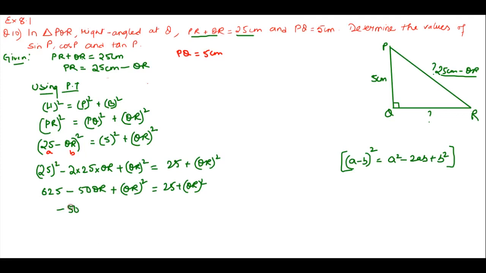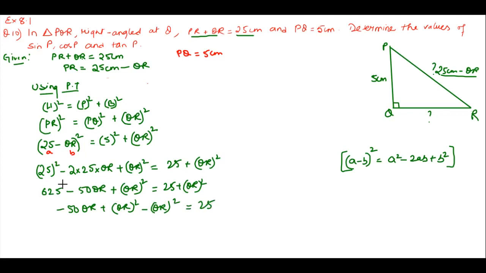I'll be keeping this minus 50 QR and this QR square on the same side, and now I'll be bringing the QR square from the right hand side to the left hand side, so that all the QR terms will be together. So this QR square will be brought to the left hand side, so this plus will become what? This plus will become minus. So minus QR square equal to 25.